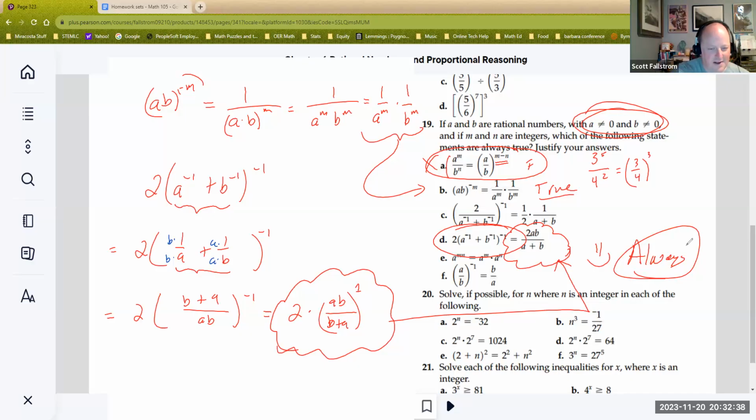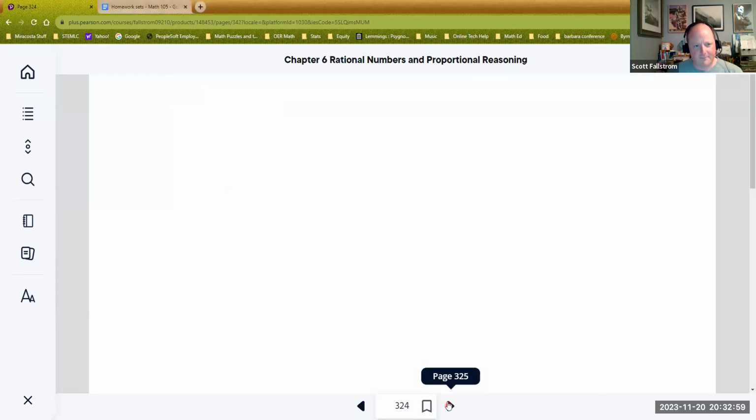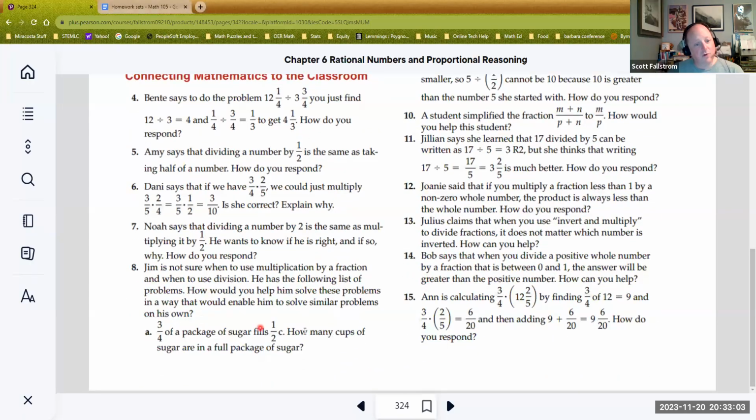Okay. All right, there's 19, and then MC number 8. Let me clear all my drawings. MC number 8. Let's take a look. MC number 8 is the word problems. So not sure when to use multiplication and when to use division.